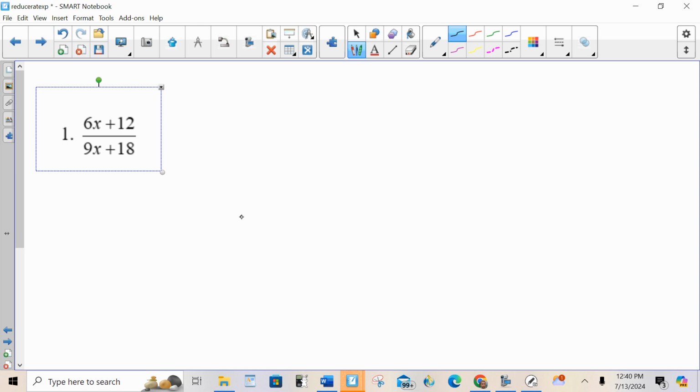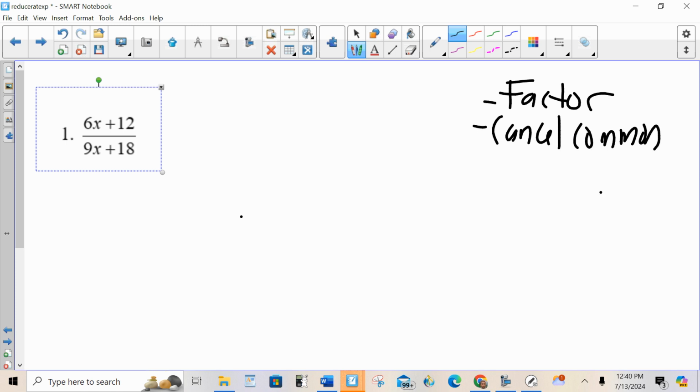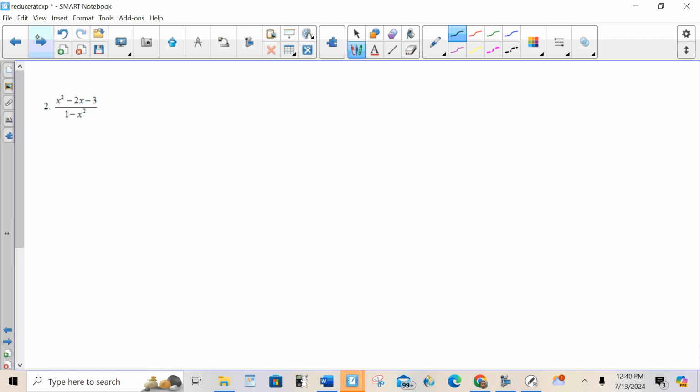If I want to reduce a fraction, I need to factor. I need to factor the top. I need to factor the bottom. Once I factor, I'm going to cancel common factors. So let's do this one.